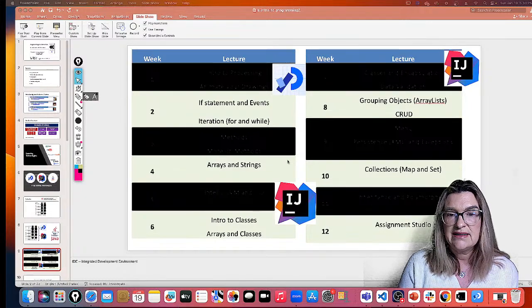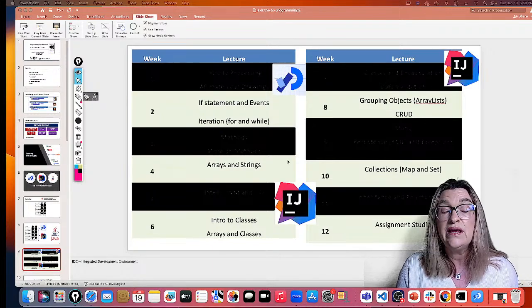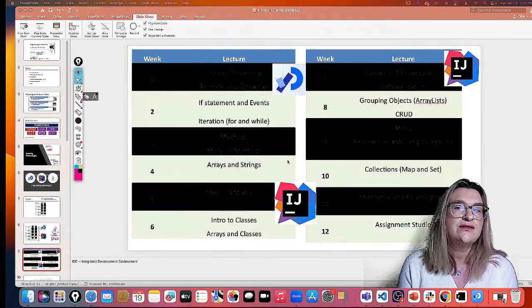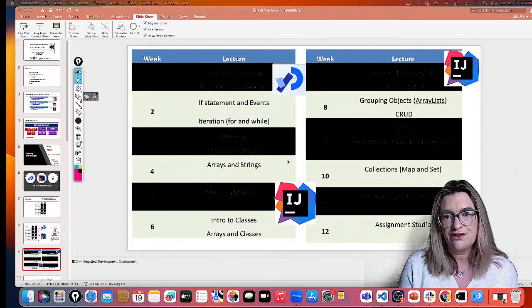After week 6, we're going to be using classes. And if you think of it, that's how we think, on a daily basis. And we're just going to learn how to do that. So what a class is, it's a blueprint for something.